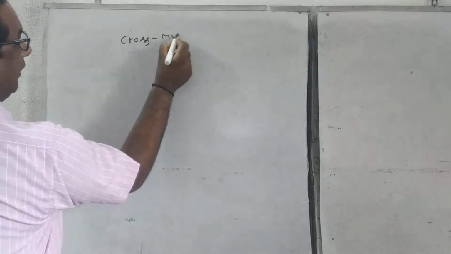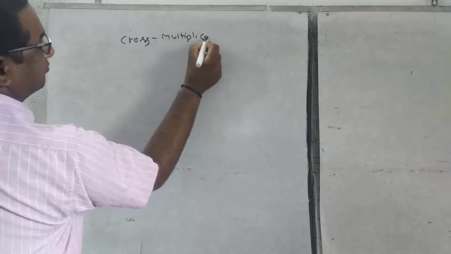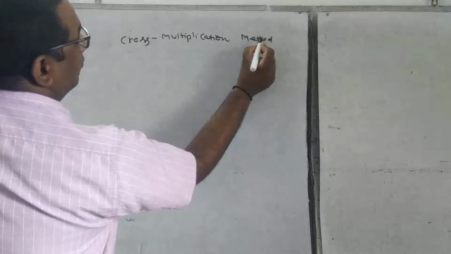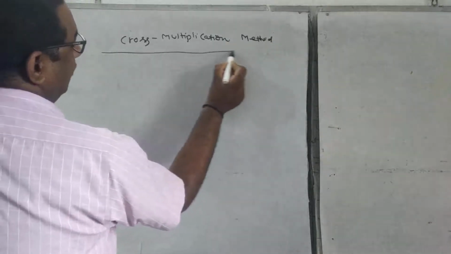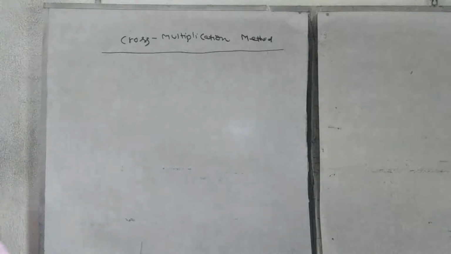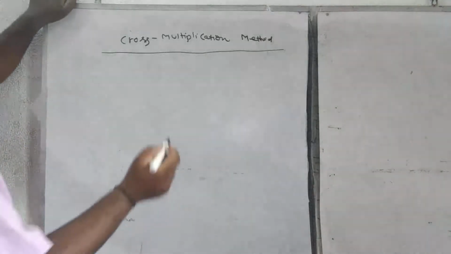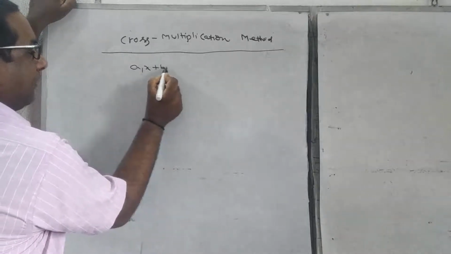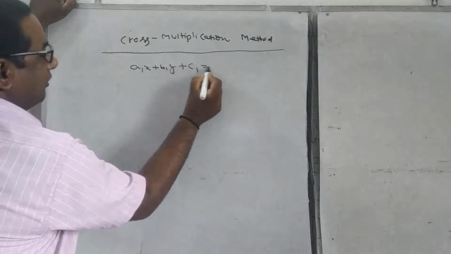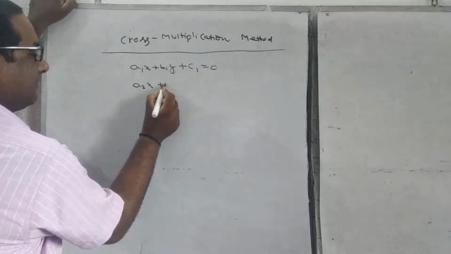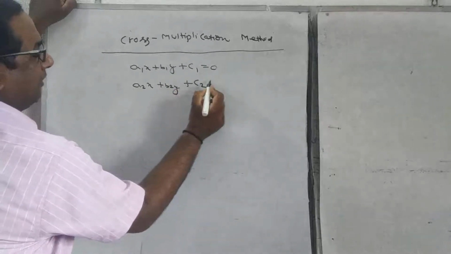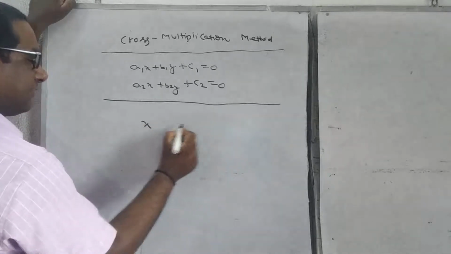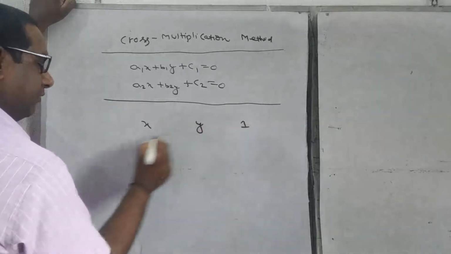Cross multiplication. By this method, we can find the value of x and y for the pair of linear equations in two variables. So first of all, write the given equation in a standard form: a1x plus b1y plus c1 is equal to 0, a2x plus b2y plus c2 is equal to 0. And after that, we write x, y and 1.